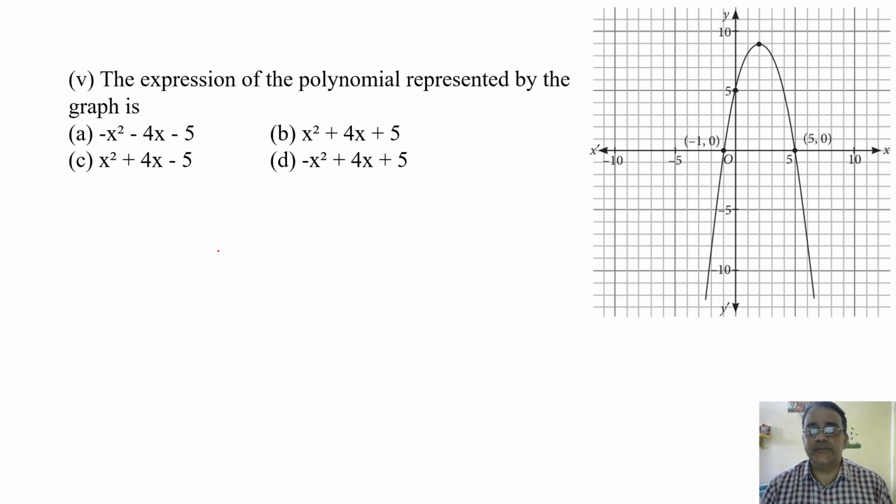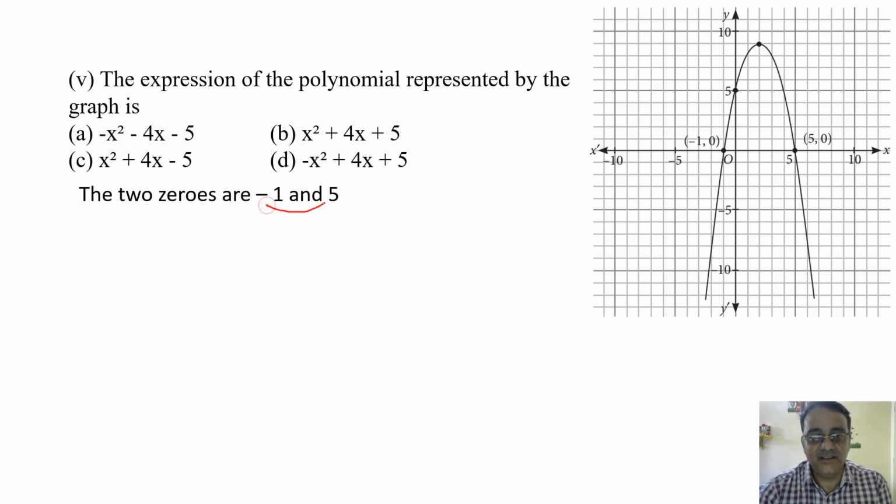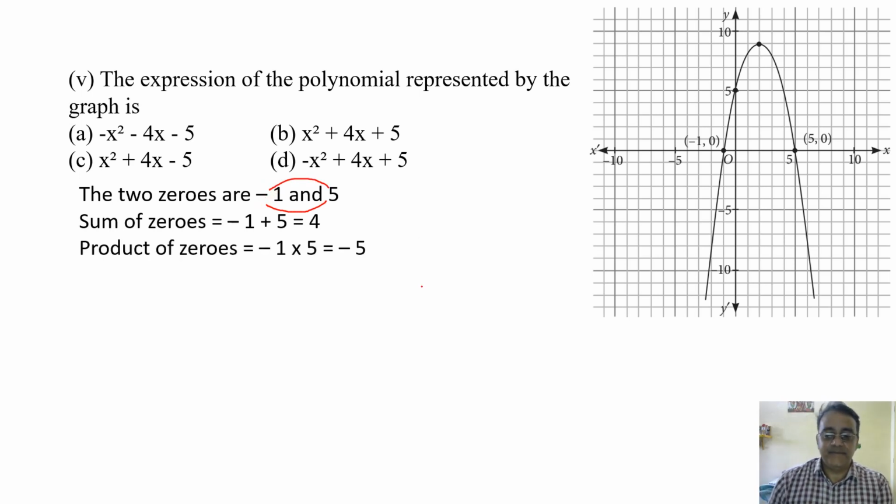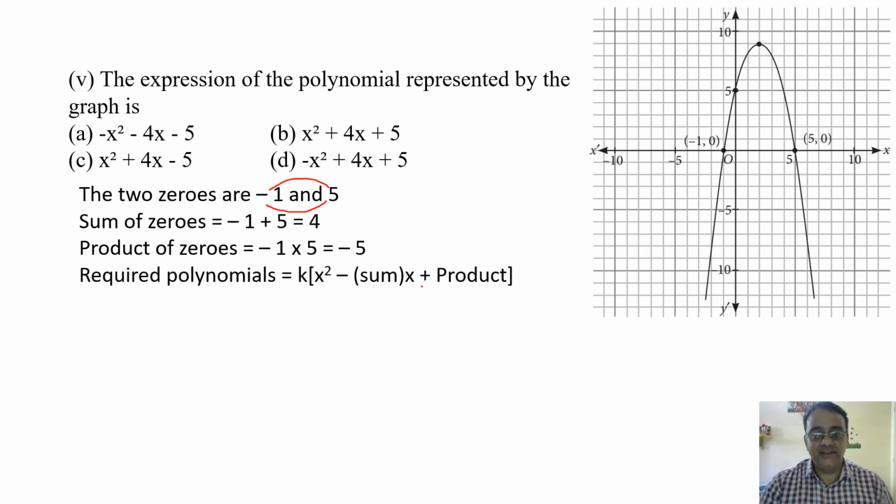The expression of the polynomial represented by the graph is dash. So now the two zeros are given, minus 1 and 5. The sum of zeros is 4, right? And the product is minus 5. And we have the formula: x square minus sum of zeros into x plus product. And we can even write it in this form also. Okay, why I have taken k here, I will tell you, wait. So x square minus 4x minus 5.